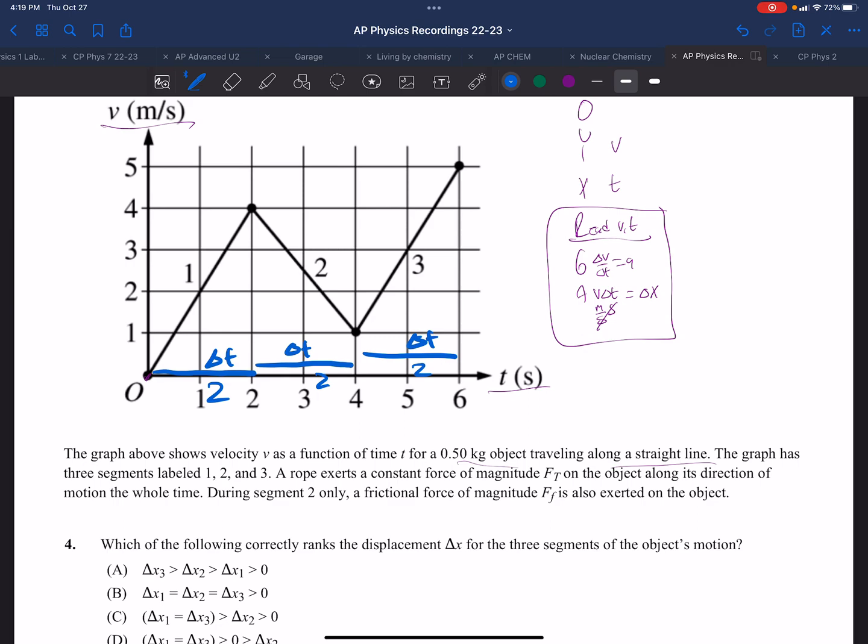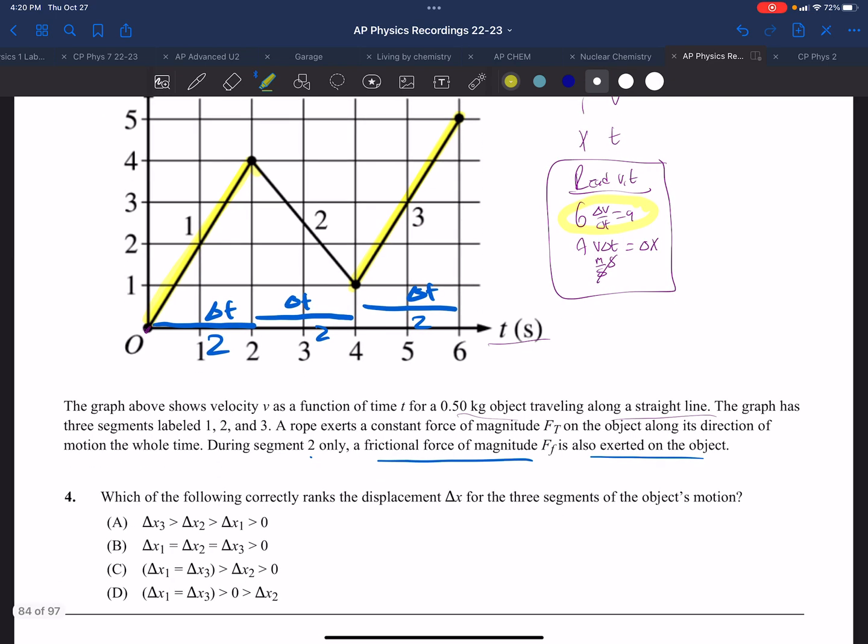A force is exerted on the object. During segment 2 only, a frictional force is also exerted on the object. So, of course, if you exerted a force on something, its velocity might increase. And then there's a frictional force, which caused this thing to slow down. Then it looks like the frictional force was released and it accelerated again. Diagramming that out, it becomes clear that this line is parallel to that line. Since the slope is acceleration, we would know the acceleration here and the acceleration here are the same.